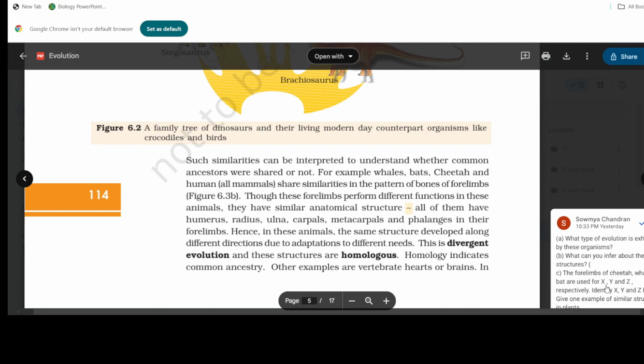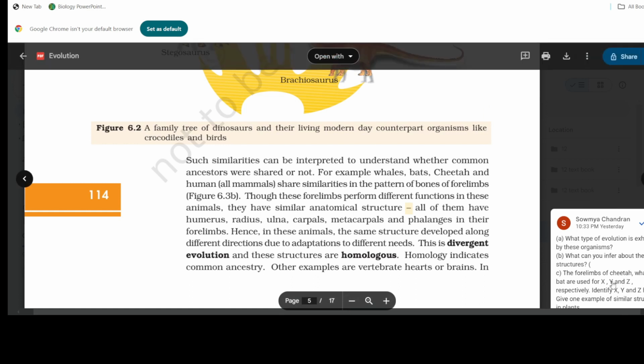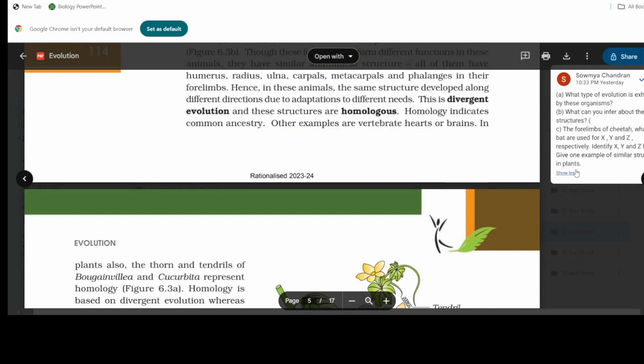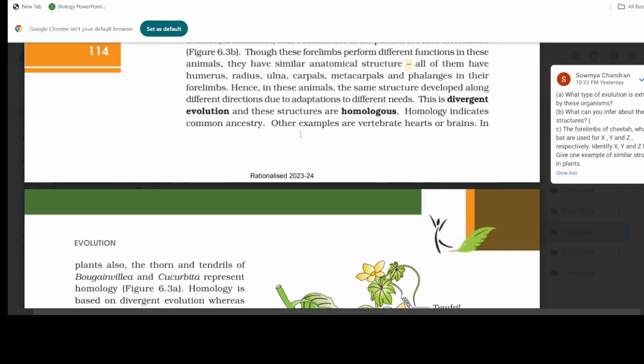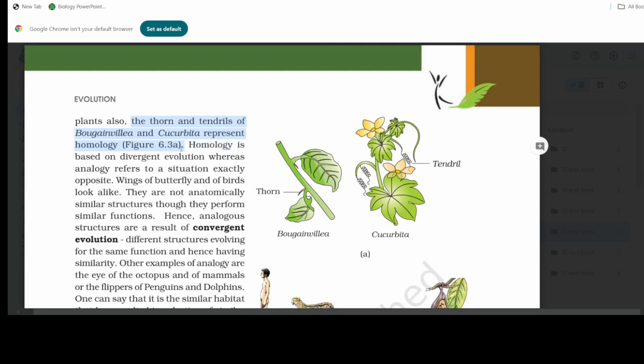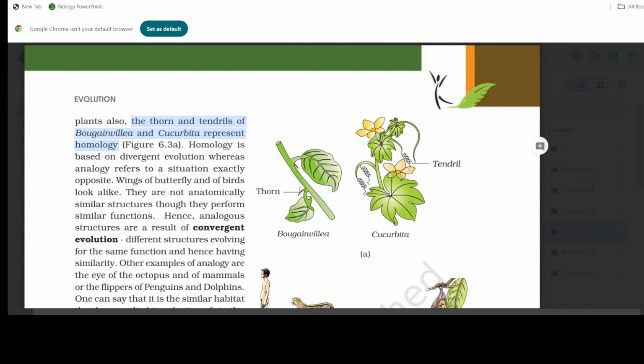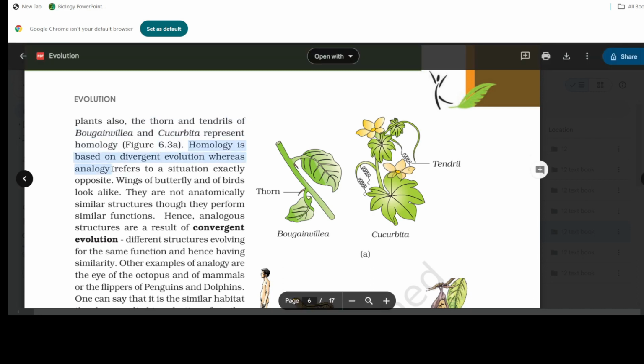The four limbs of cheetah, whale and bat are used for what? The four limbs of the cheetah are used for running. Then the whale uses flippers. Then bats use them for flying. The purpose they serve is different. Give one example of a similar structure, that is homology, in plants. Here, the thorn and tendrils of Bougainvillea and Cucurbita represent homology. So the thorn of Bougainvillea and the tendril of Cucurbita share common ancestry, but the purposes they serve are different. So we can also say that homology is based on divergent evolution.